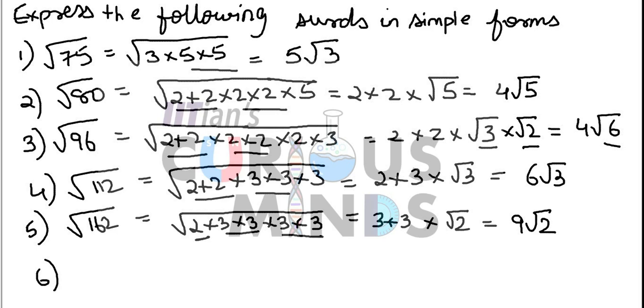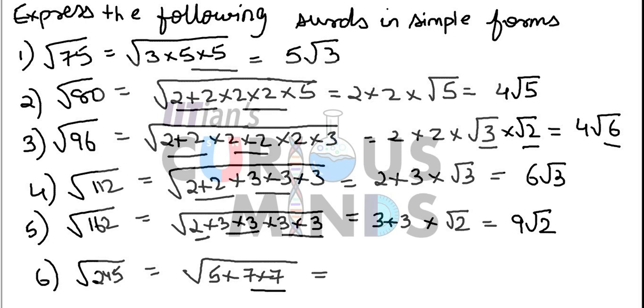Subpart 6. Root of 245. Root of 245 can be written down as 5 into 7 into 7, and we remove 7 one time common. So 7 into root 5, which is 7 root 5. Hence, all these surds can be written down in their respective simple forms. All the breakdowns are obtained by the method of HCF, that is the highest common factor.